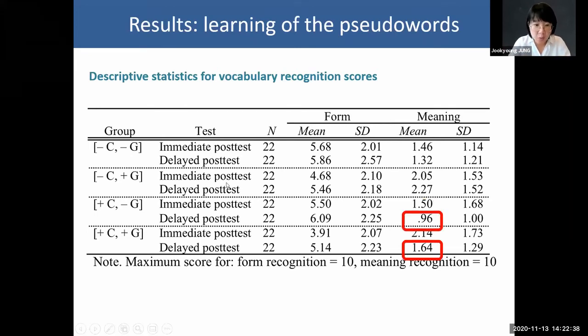And for meaning recognition scores, task complexity had some impact. In other words, when they read the complex version, reordering more text segments had negative impacts on their meaning recognition scores in the delayed post-tests.